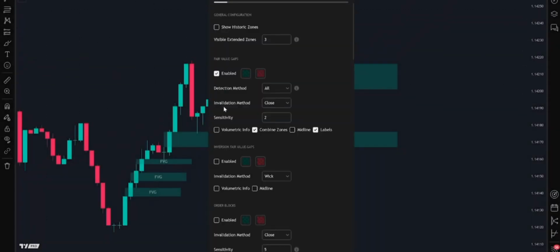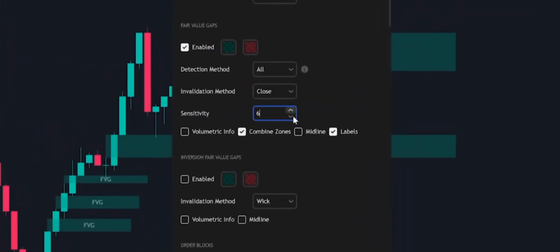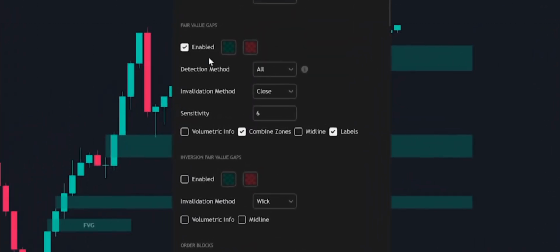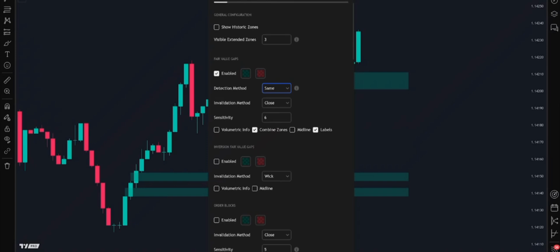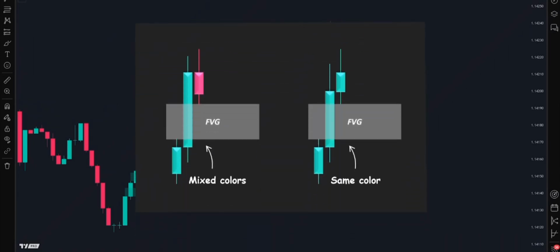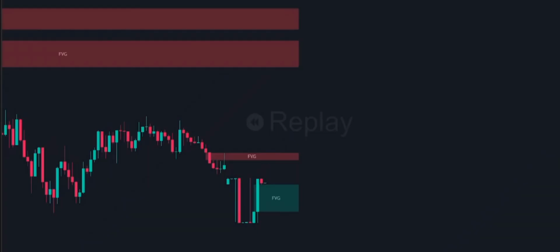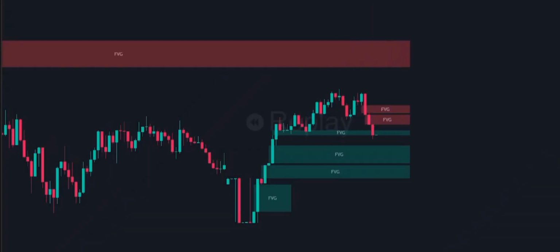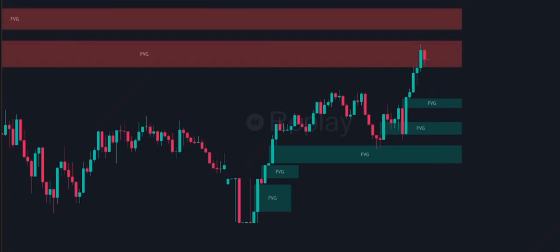I also noticed that in the Settings tab, increasing the sensitivity filters out smaller gaps and only shows the larger ones. There's another option that lets you choose between detecting FVGs formed by candles of the same color or mixed colors. If you select same color, it filters out the FVGs formed with mixed candles, which might be helpful for backtesting. Overall, the indicator does a solid job of automatically identifying fair value gaps on the chart.